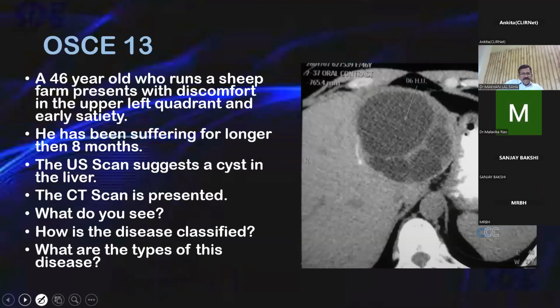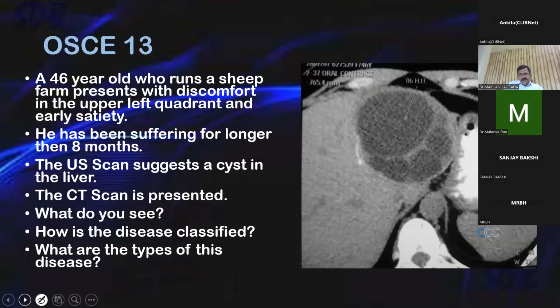This is a CT scan. Yes, sir. So, a 46-year-old who runs a sheep farm presents with discomfort in the epigastric region and early satiety, which he has had for longer than 8 months. The ultrasound scan shows a cyst in the liver. The CT scan is presented. What do you see? Describe the CT scan finding.